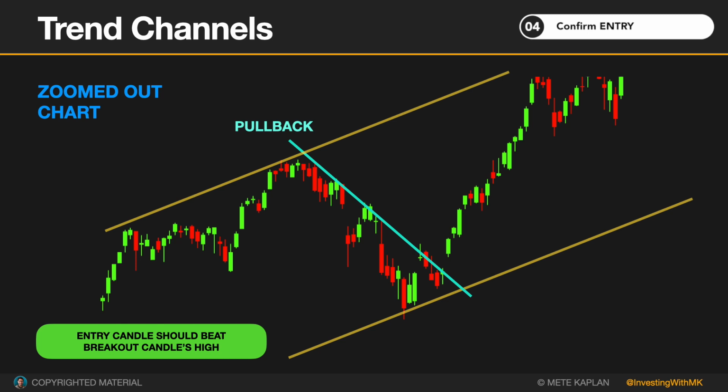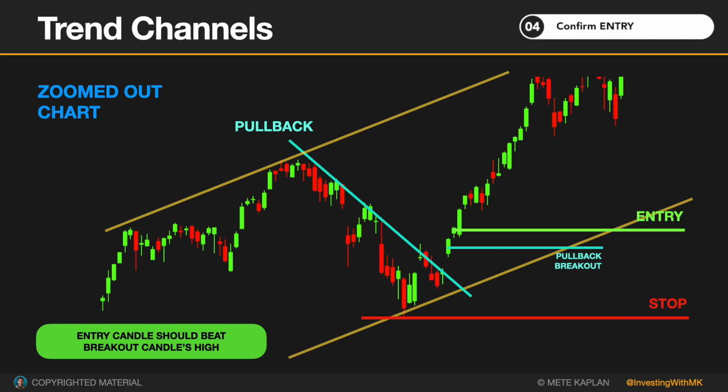As you can see in this zoomed out chart, our pullback is very clear. First of all, wait for a breakout from the pullback. Now it's right here. Okay, so we wait for the first next candle that beats the high of the pullback breakout candle. As you can notice, it's here. This candlestick is my entry candlestick.